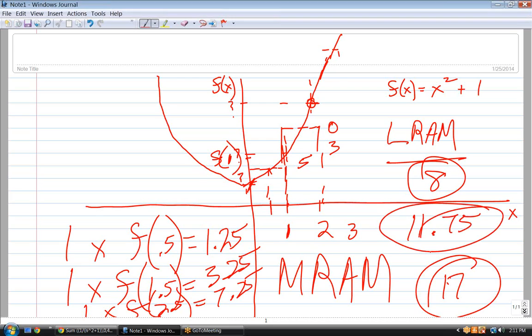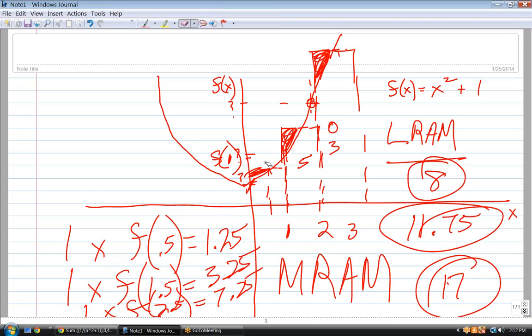This is 11.75. Far more likely to be the accurate measurement of this thing, because we've got a little bit extra area there, but it's kind of compensated for. No, this is still going to over-approximate it by this amount. Okay? But that, in a nutshell, is left RAM, mid RAM, and right RAM.